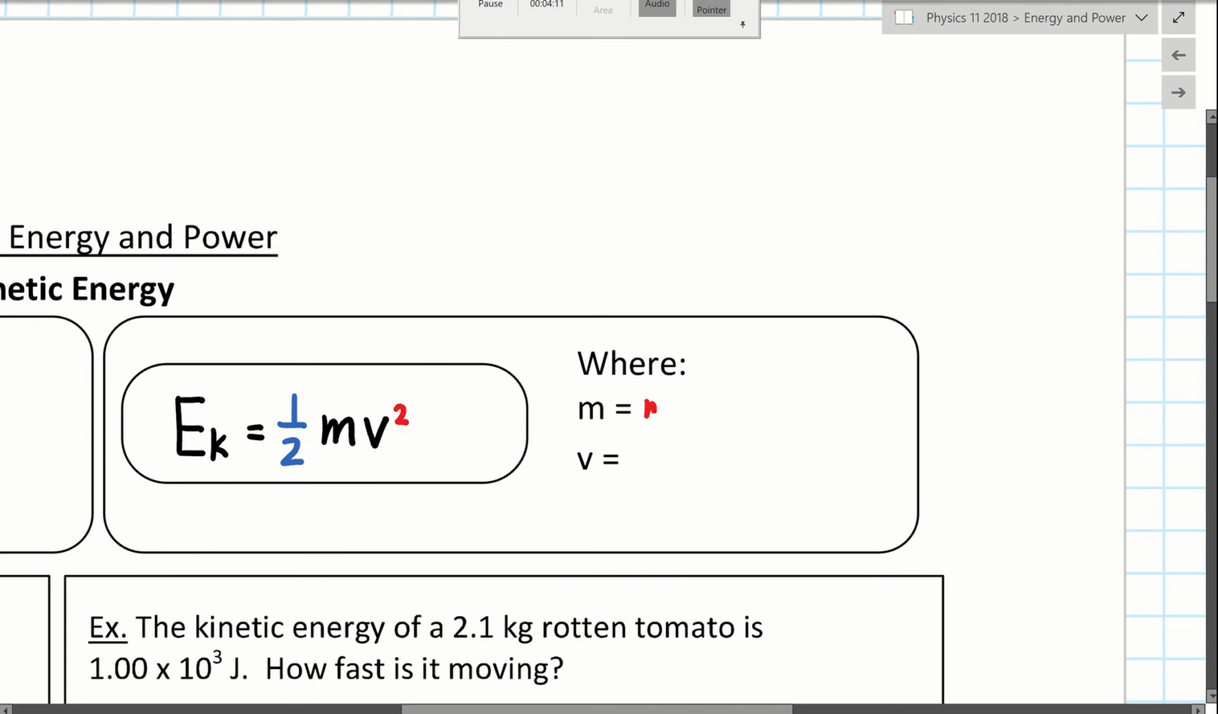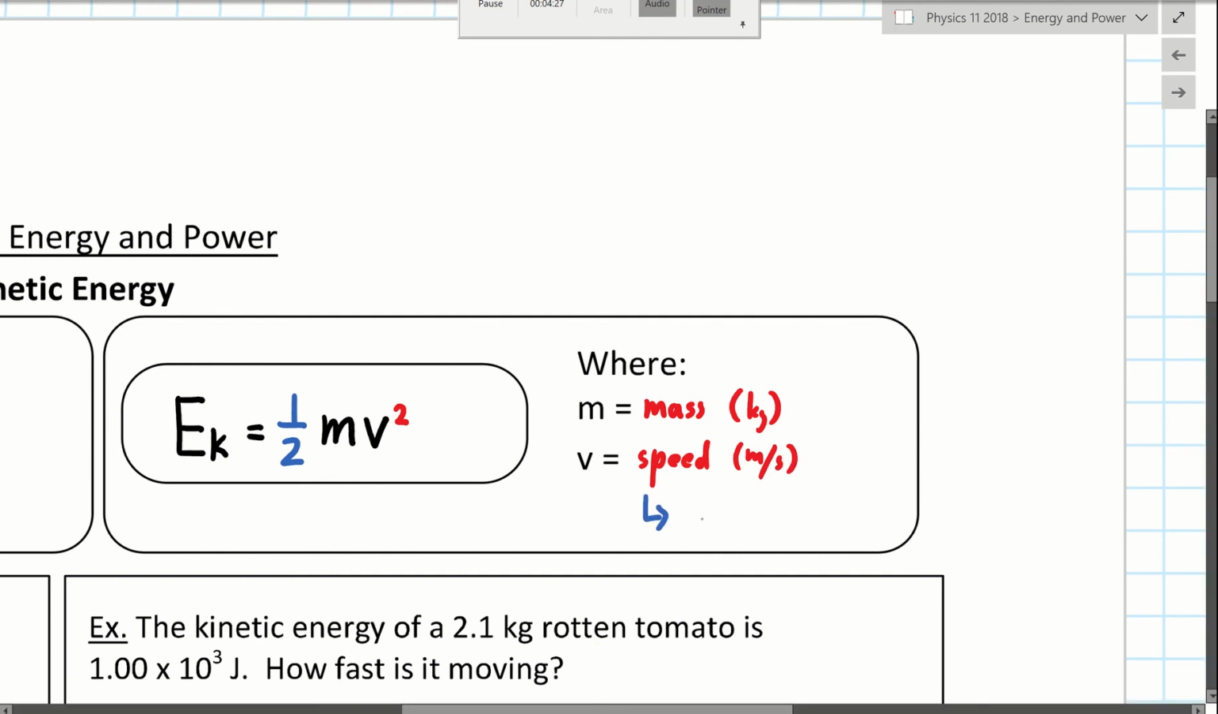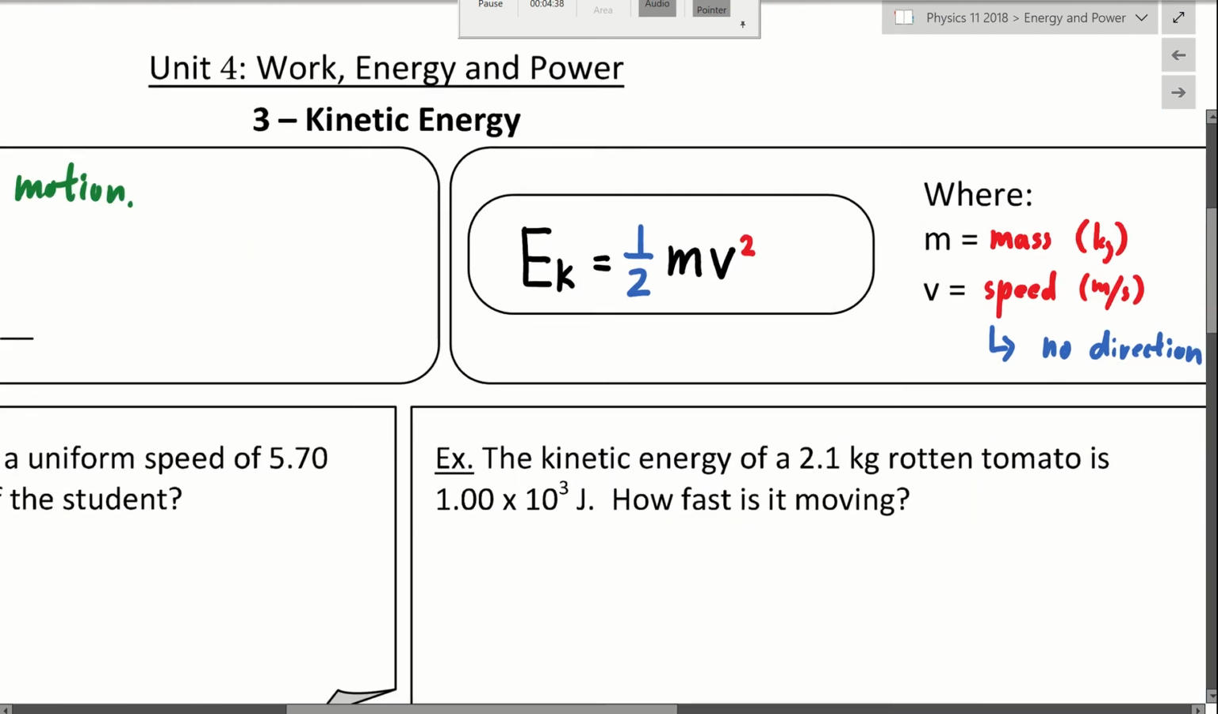M is mass, which is obvious, I guess, in kilograms. And V is your speed. You can say velocity, but since we are never going to mention angles or directions, what's the point, right? You don't need direction. It's either you have the energy or you don't. So it's technically a speed. All right, so now let's do a couple of calculations to warm up.